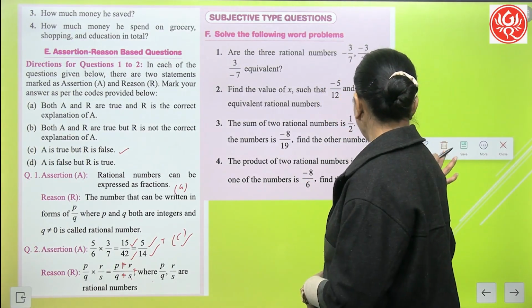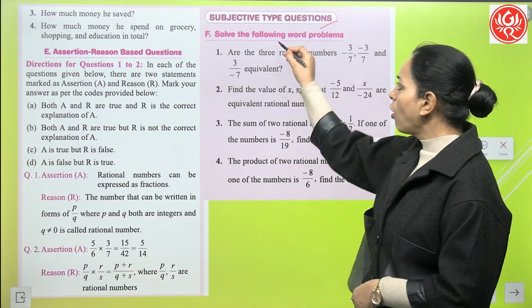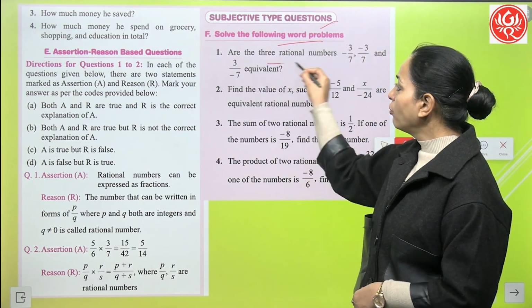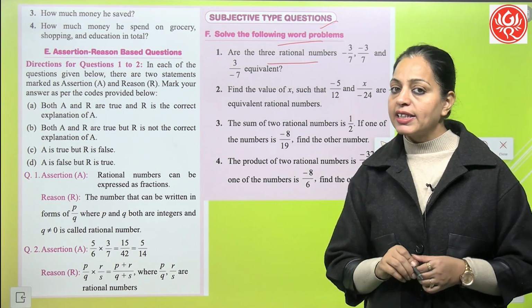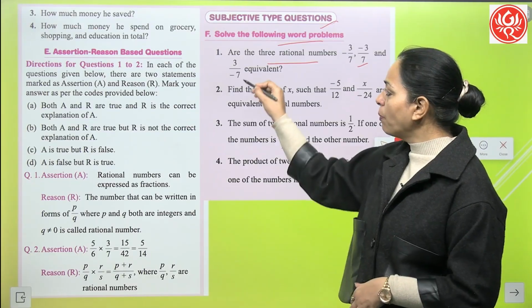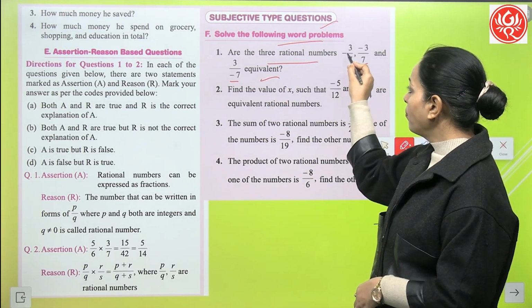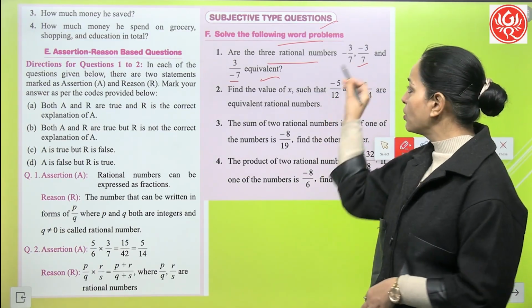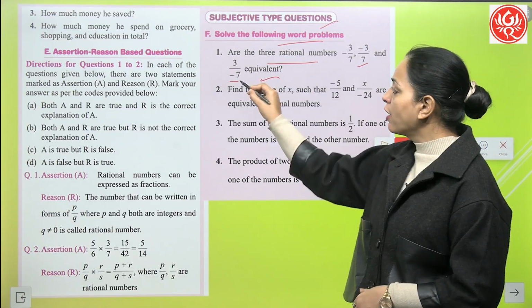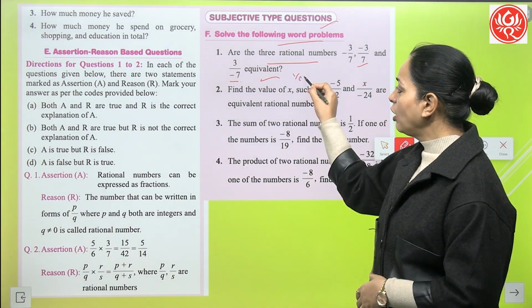Now come to next subjective type questions. Here F part, solve the following word problems. The first one, are the three rational numbers minus 3 upon 7, minus 3 by 7 and 3 upon minus 7 equivalent? Here the minus sign is in between, on the numerator and the denominator, here with numerator, here with denominator. So yes, these are equivalent.